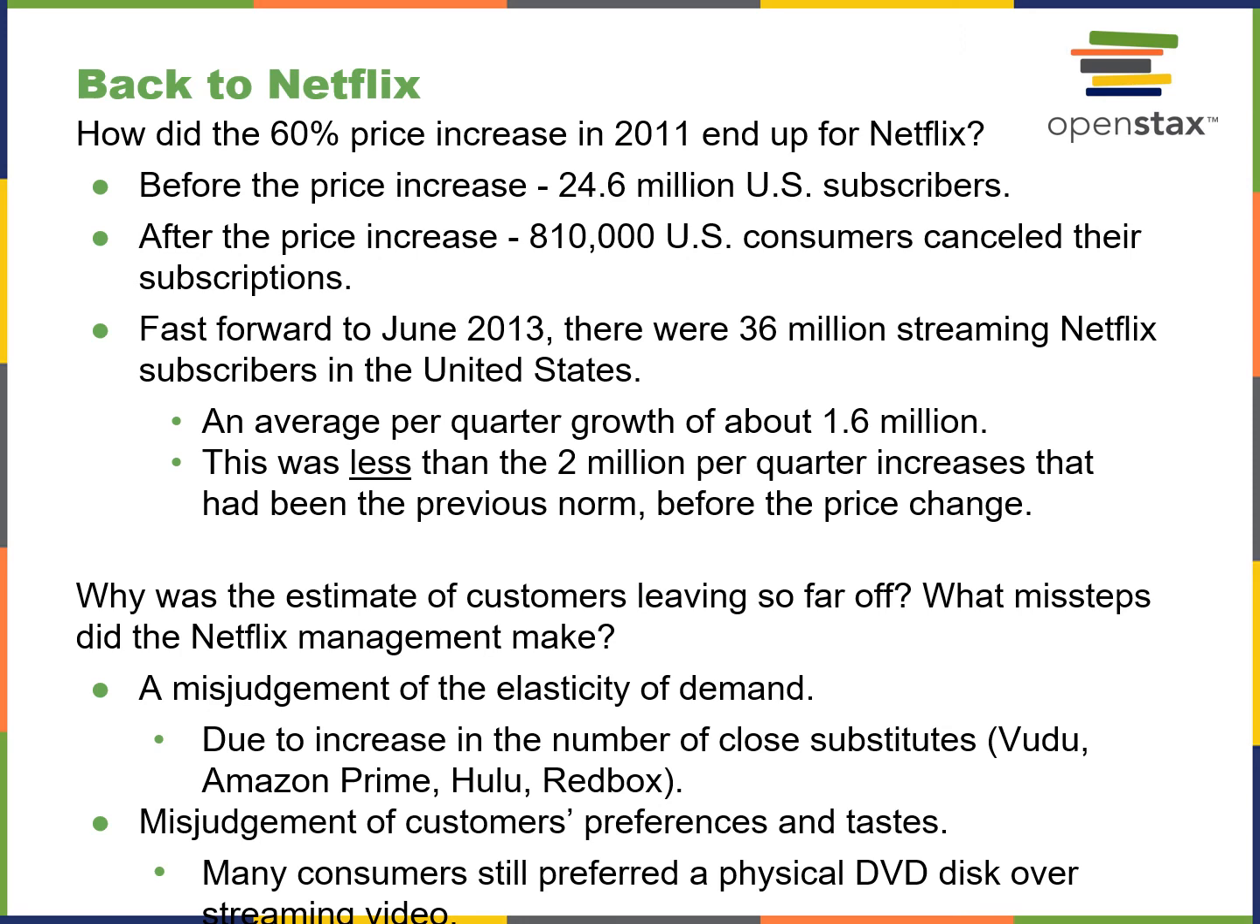They wanted to know why the estimate of customers leaving was so far off, and how Netflix management got it wrong. Misjudgment of elasticity of demand would be one of the reasons cited, because there were close substitutes or competitors like Amazon Prime and Hulu. There was also a misjudgment of customer preferences and tastes. At this time there were still people who liked to watch DVDs as opposed to streaming video. That probably had something to do with network bandwidth at that point in time.